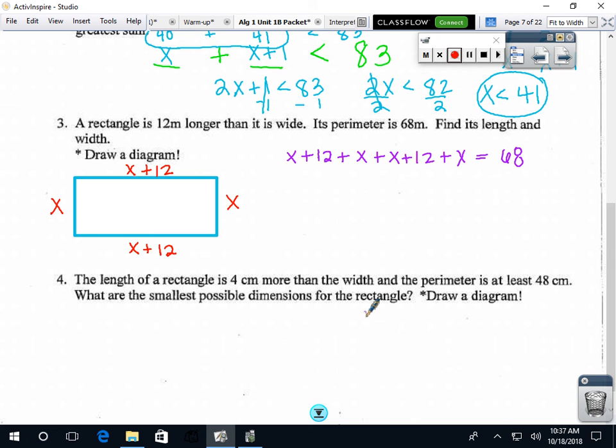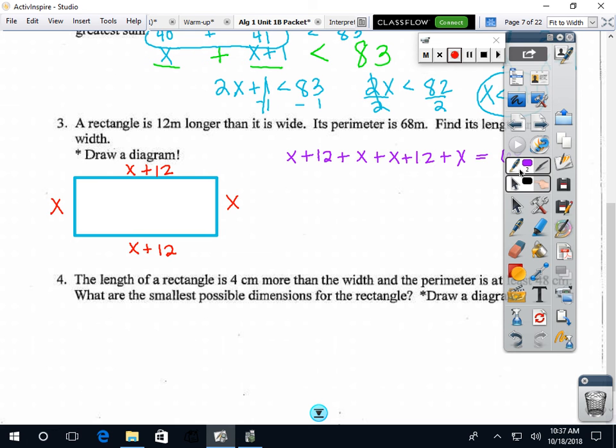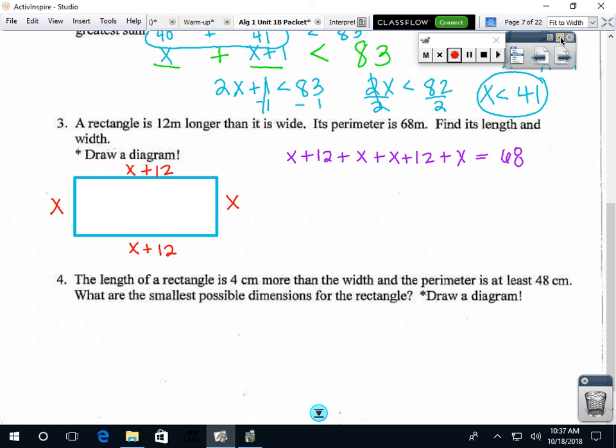Okay, now I just need to start simplifying by combining like terms. Can anybody tell me what I get when I combine those like terms? Yeah, there's 1, 2, 3, 4 x's plus 24, because positive 12 and positive 12 is positive 24. And then bring down the equal 68.